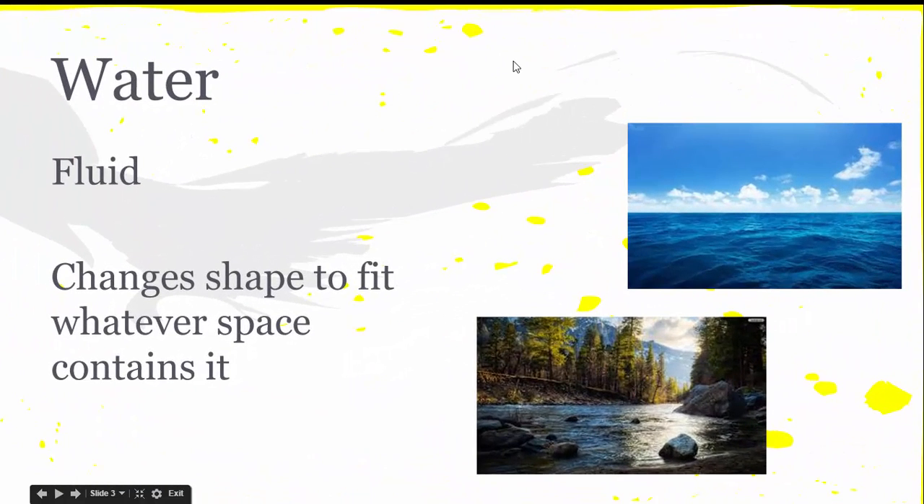Now let's take a look at water. Water is fluid. Fluid means that it moves around. Think about when you are at the ocean and the waves are coming in. Or even think about holding a glass and shaking it. Not too hard, of course, when you have water. It moves around, it's fluid.